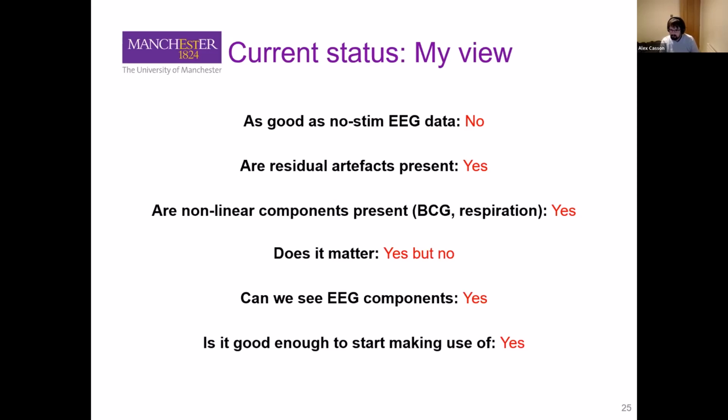Does it matter? Well, this is where it's really over to you guys rather than me as the engineer, because clearly, certainly in my head, we can see physiological components. We can get some valid EEG during this. Are you able to use that for your experiments? That depends on exactly what you need to see and the robustness of your experimental protocol. And is it good enough to start making use of? Yes, it is. And we need that because we need to start getting feedback on how well it works in order to improve it and do it further.